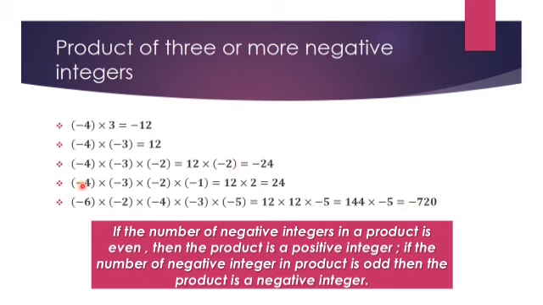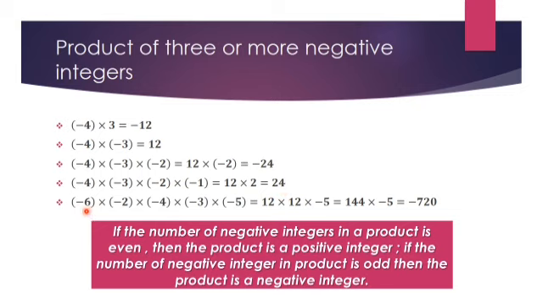The next one is minus 4 into minus 3 into minus 2 into minus 1. 4 negative integers. Minus 4 into minus 3, 12, because both of them are negative. We get the answer 12. And the next two are minus 2 into minus 1, 2, because minus 2 and minus 1 are negative. We get 2. 12 into 2, 24.